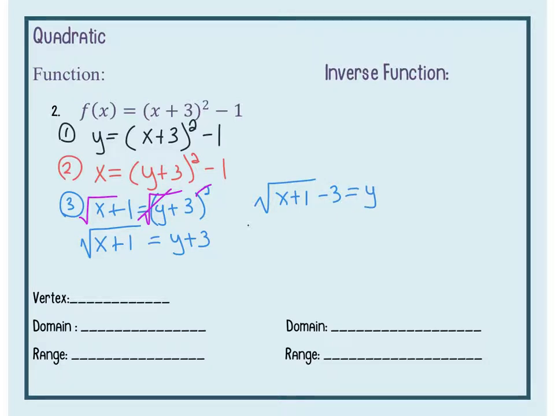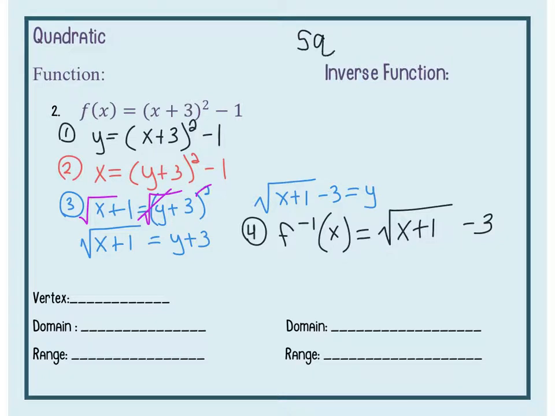And step 4 is to rewrite it in function notation. So the inverse function of f of x is equal to the square root of x plus 1, minus 3. If you're having to write this out, just as a heads up, if you can't do equation editor, I know some programs don't have equation editor, you would have to say square root of (x plus 1) minus 3. You make sure you put that x plus 1 in parentheses, because that negative 3 is not underneath that square root.